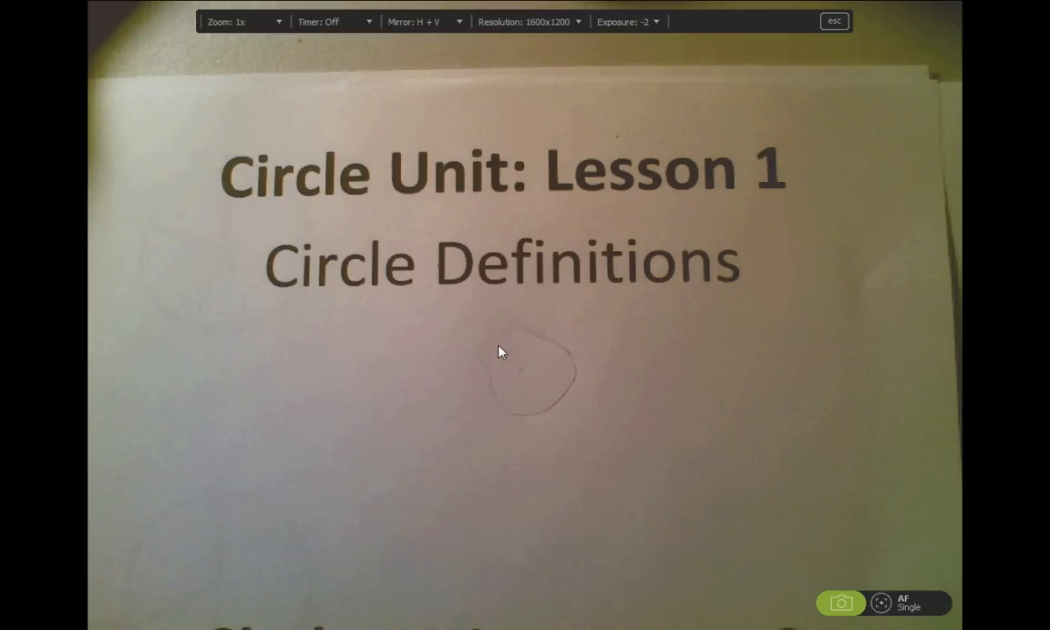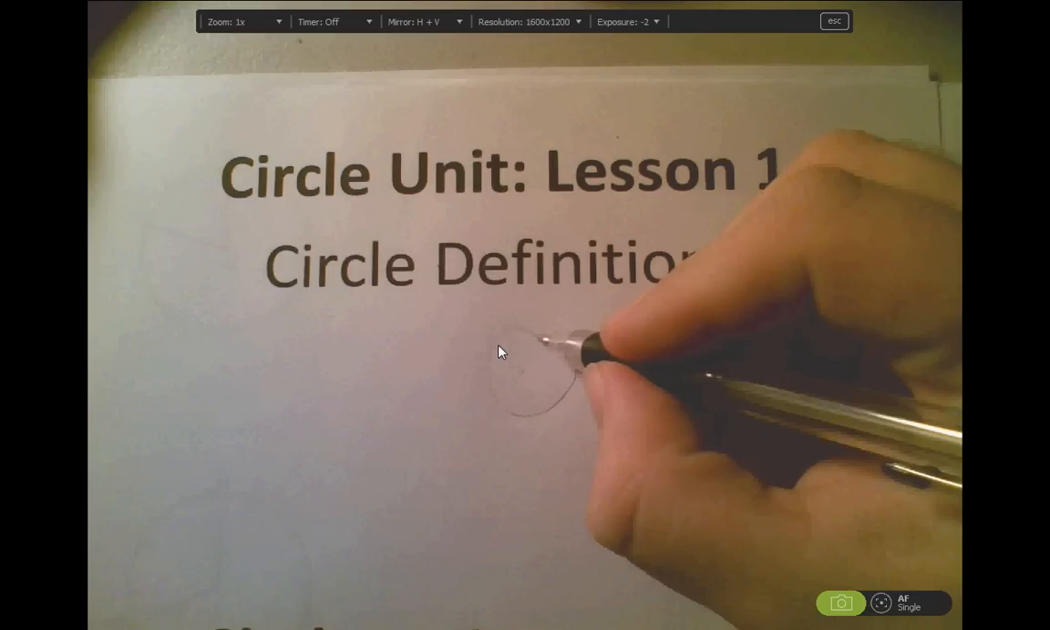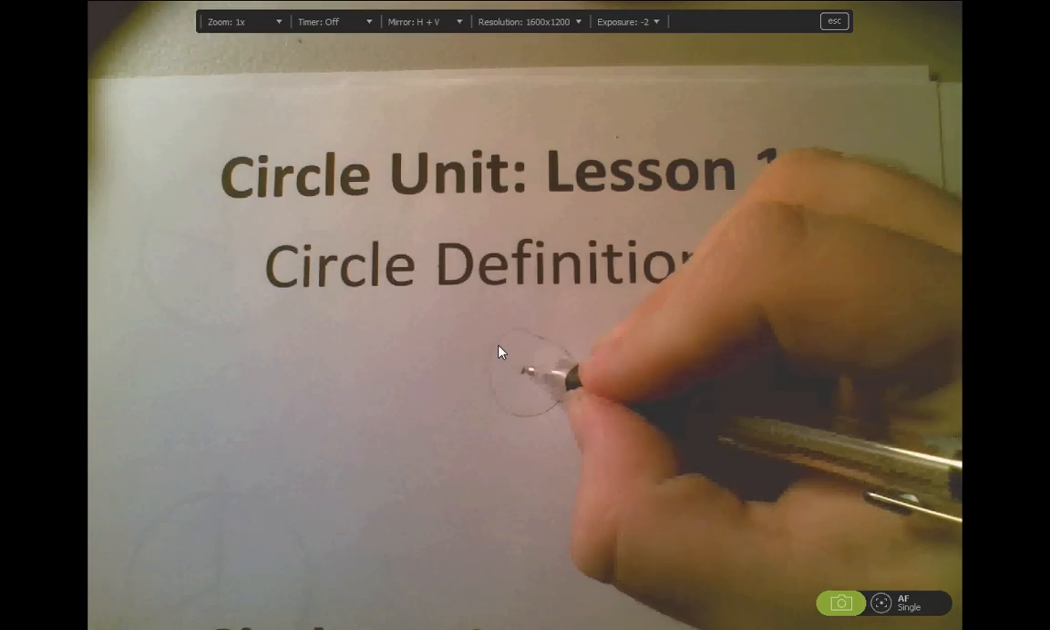We have now started our new unit, the circle unit. And this is going to be our first lesson. It's going to be on circle definitions, and just basic information about a circle, such as the radius, diameter, and a chord. And we'll talk about one theorem and some questions that you may possibly see on the New York State Regents exam. So let's first start off by talking about what exactly is a circle.